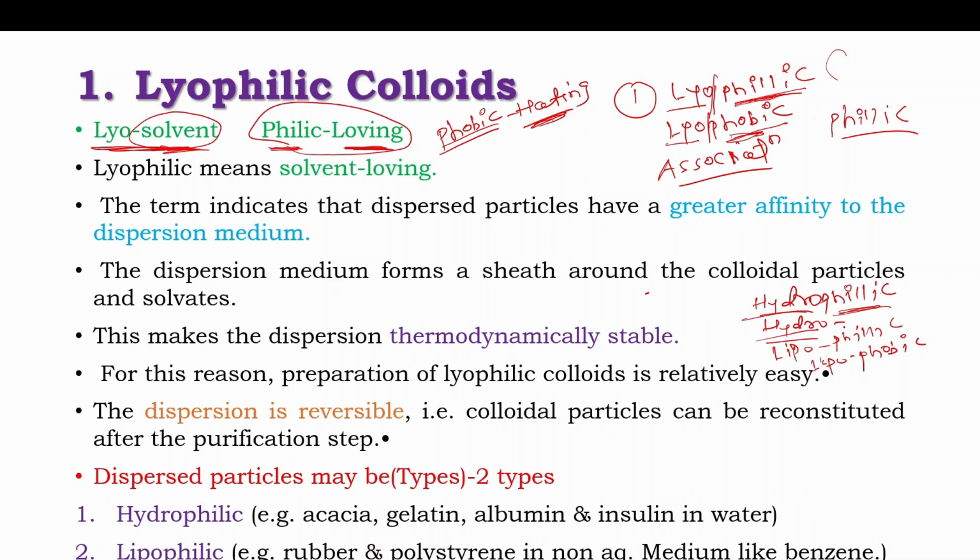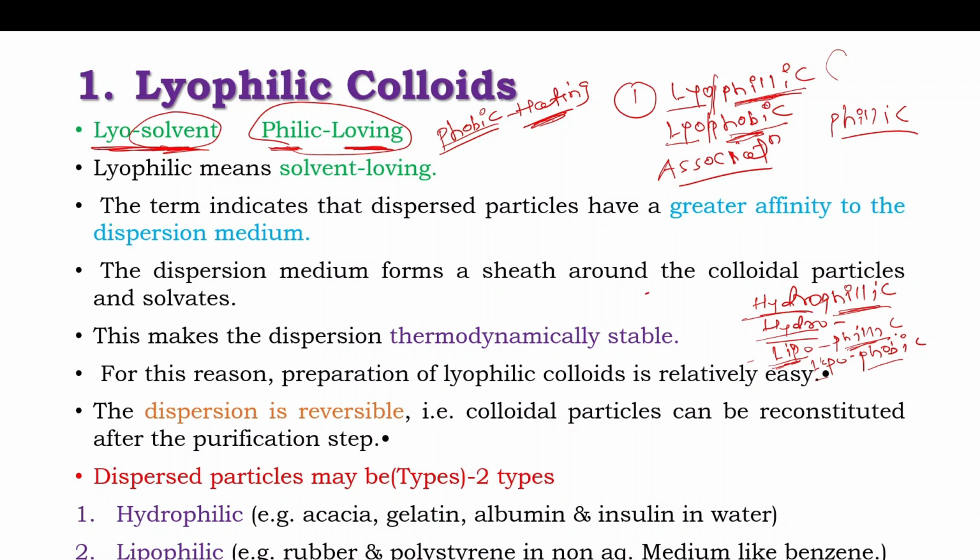Hydro means water, phobic means hating. That is hydrophobic, that is water hating, right? So the next word is lipophilic. Lipo, all of you know that lipo means the oil in nature. Philic we have already studied, it is the loving in nature. Similarly lipophobic, that is oil hating.